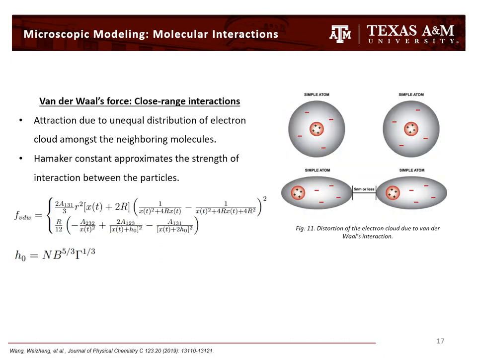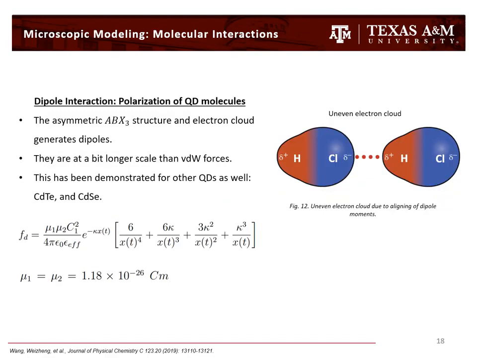Secondly, these quantum dots will also show van der Waals interactions between each other, and this interaction can be approximated with a Hamaker constant approximation, and the force between these particles follows an inverse square law as shown below, and you can find the actual details in the references as well. Also, we will have some dipole interactions because quantum dots have the ABX3 structure and it's asymmetric in nature, which causes electron clouds to get distorted and leads to dipole interactions. The dipole interactions can be modeled using an inverse square law as well, which is given below, and we can find the dipole moments from literature.